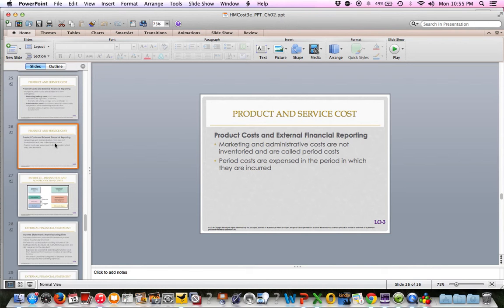Marketing and administrative costs are not inventoried and are what we call period costs. A period cost is simply expensed as incurred. Whatever period we incur that cost, we recognize it as an expense. It's not a product cost. It's not a cost of making the product. It's basically a cost of having a business. So marketing and administrative costs are not inventoried. They are expensed as incurred.